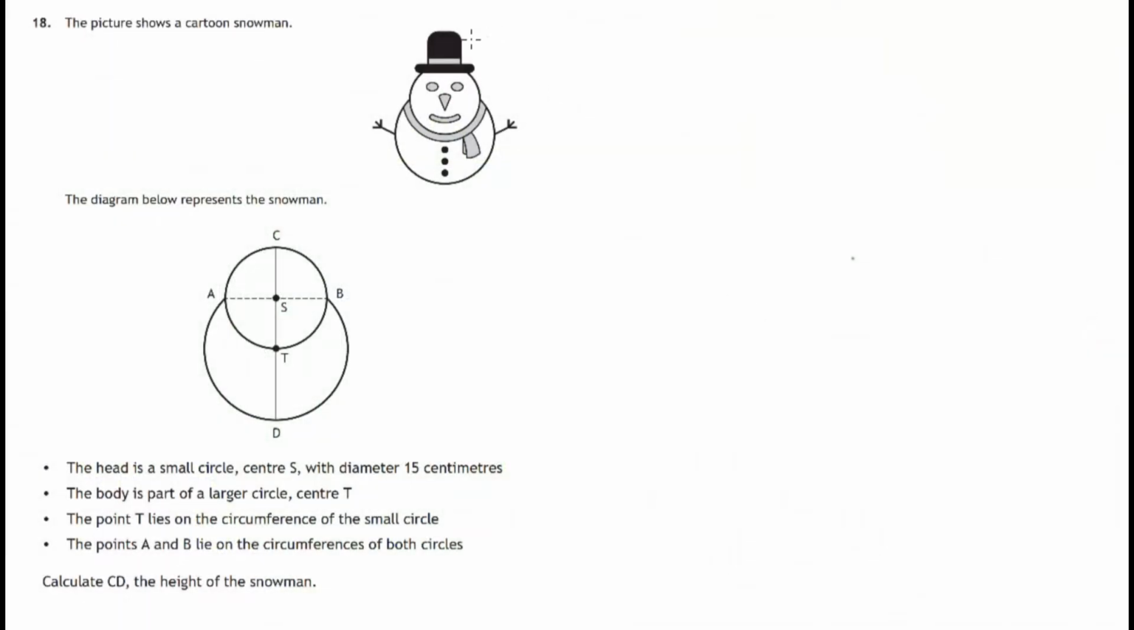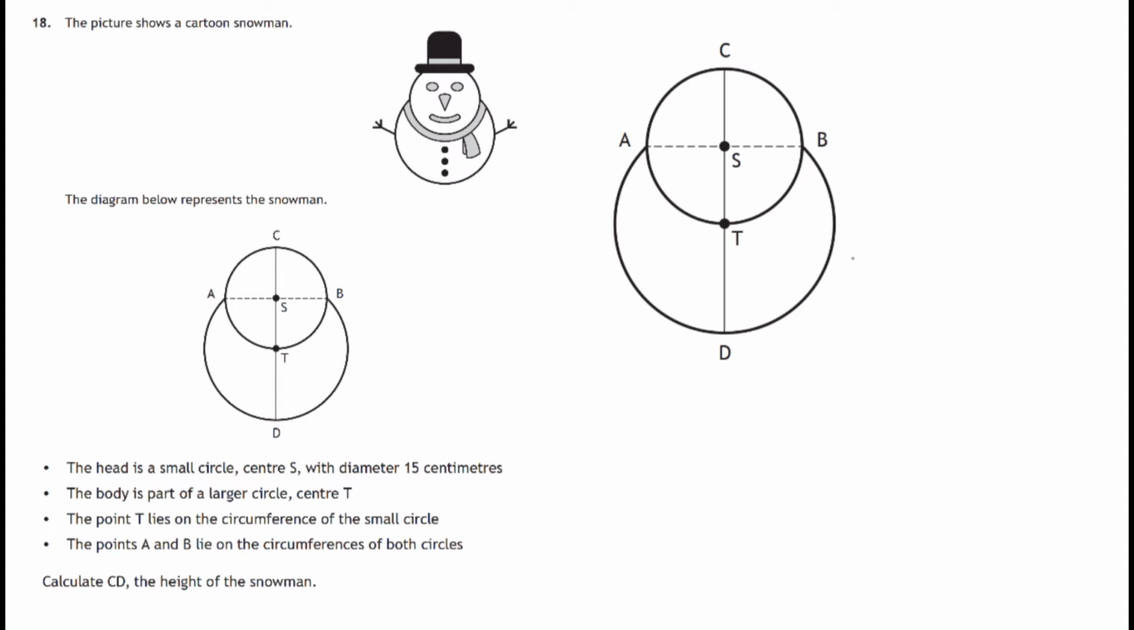In this question we're shown a cartoon snowman consisting of a small circle and a large circle, with various pieces of information given about this diagram. We're asked to calculate the length from C to D. So let's have a look at a larger copy of this and let's see if we can go about finding out various bits and pieces about it.